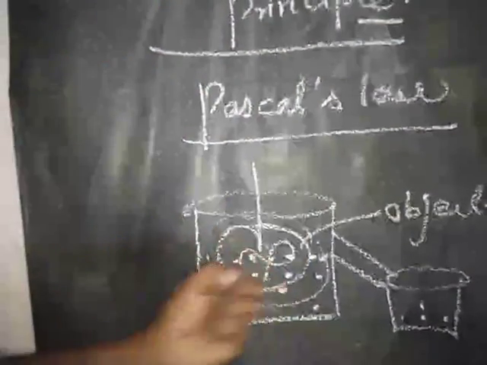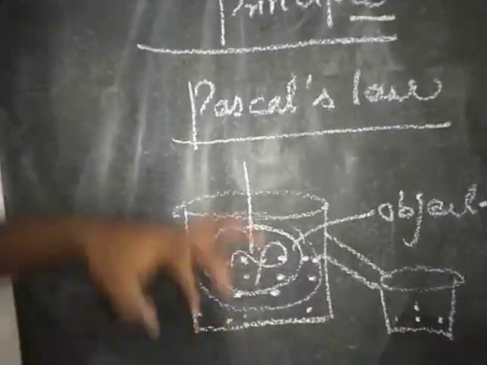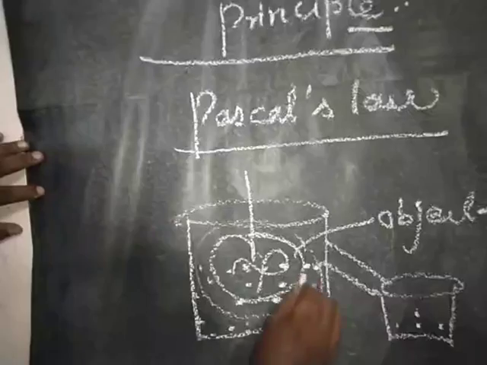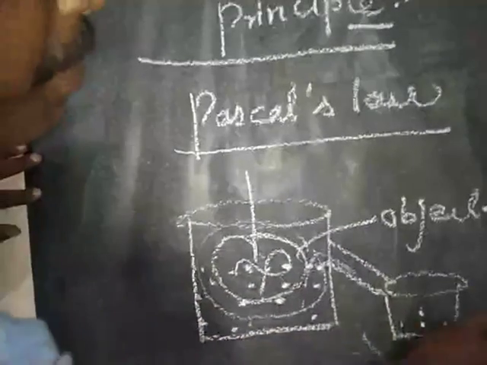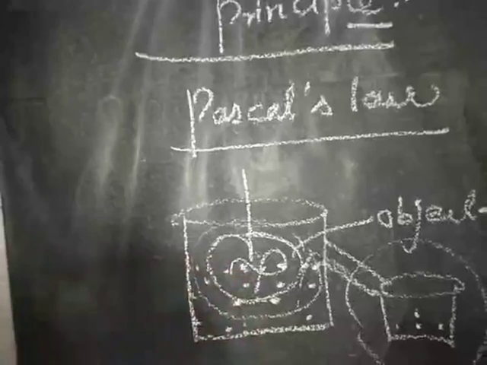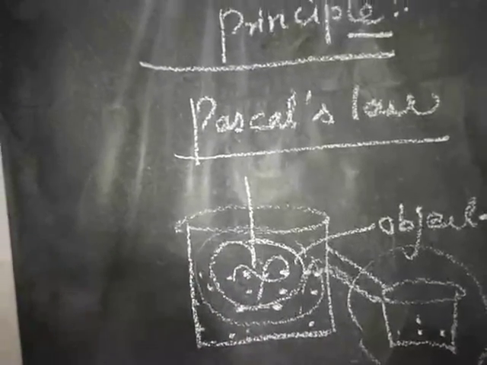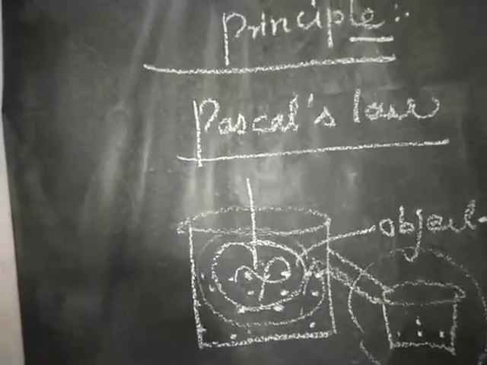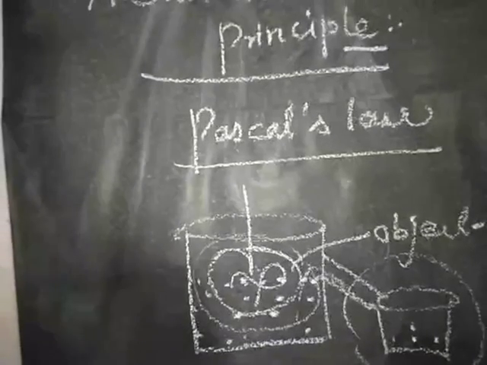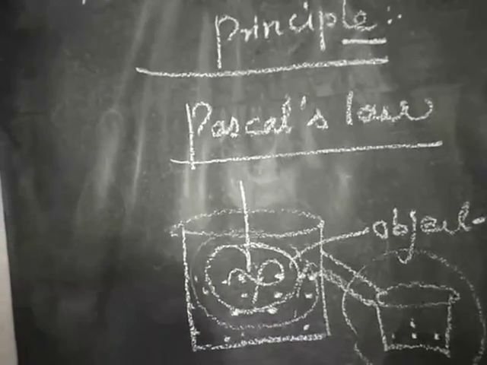How can we identify the weight of the object? Slowly we immerse it in the liquid, and the liquid comes outside. Then we weigh the liquid. The weight of the liquid is equal to the weight of the object. So this principle is called Archimedes principle.